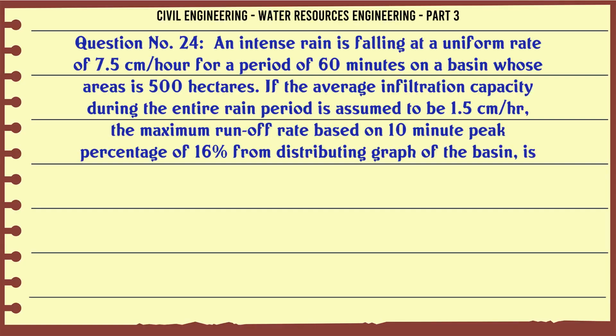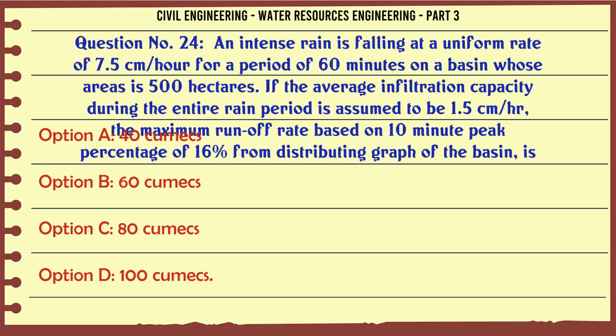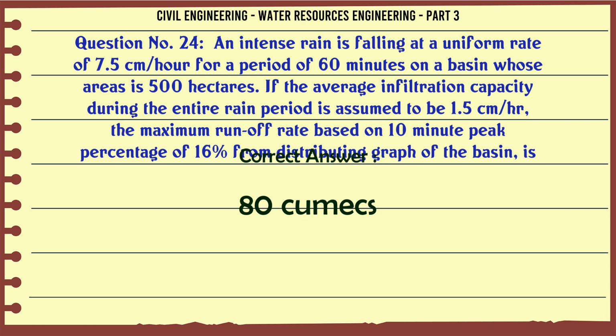An intense rain is falling at a uniform rate of 7.5 cm/h for a period of 60 minutes on a basin whose area is 500 hectares. If the average infiltration capacity during the entire rain period is assumed to be 1.5 cm/h, the maximum runoff rate based on 10-minute peak percentage of 16 from distribution graph of the basin is A. 40 cumecs. B. 60 cumecs. C. 80 cumecs. D. 100 cumecs. The correct answer is 80 cumecs.